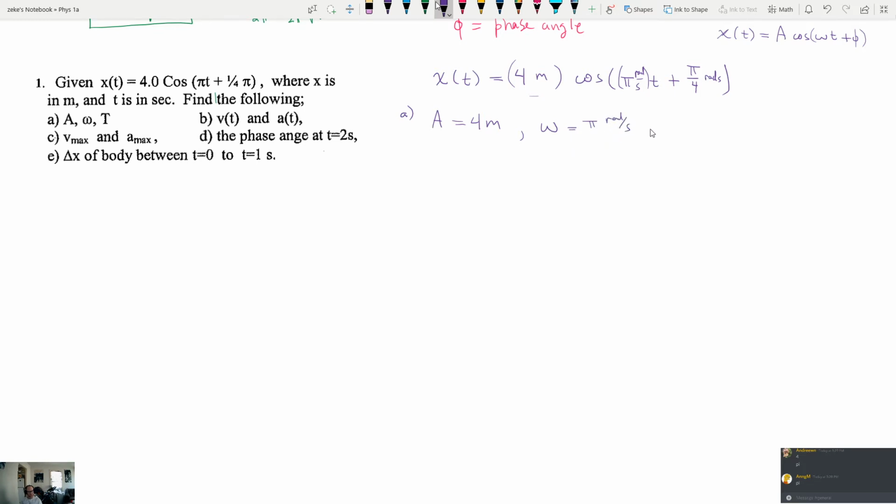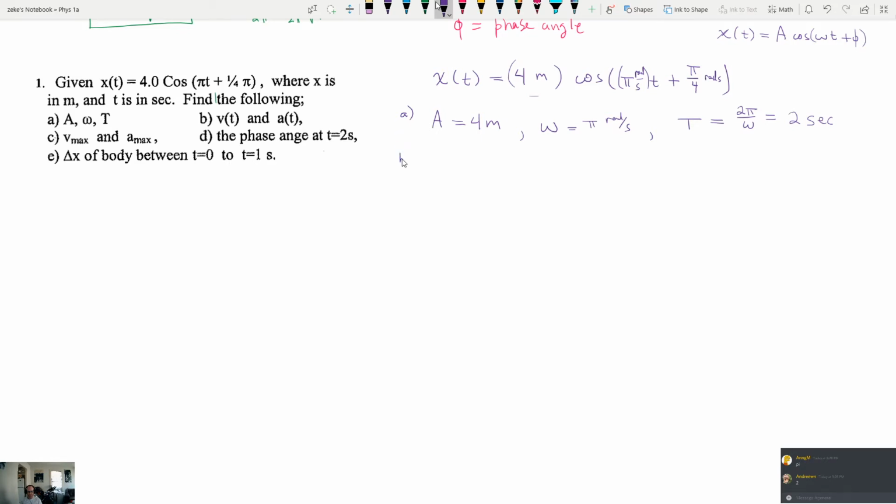And what's the period? Well, for that we need an equation, and period is related to angular frequency as 2 pi divided by omega. So 2 pi divided by pi is going to be 2, and the units for that are seconds. So 2 seconds.